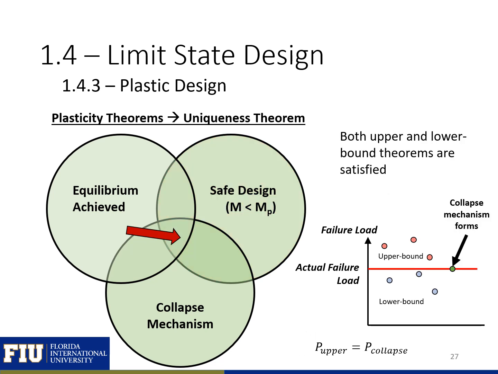Our uniqueness plasticity theorem is when both our upper and lower bound theorems are satisfied. So this means that equilibrium is achieved, we have a collapse mechanism, but we also have a safe design. So we fall right here in the middle of our Venn diagram. So this means that when our uniqueness plasticity theorem is satisfied, we have a predicted failure load equal to our actual failure load.